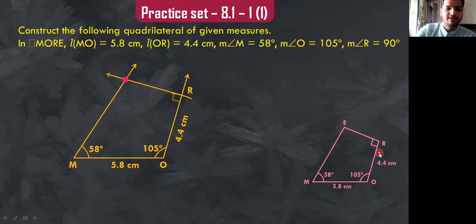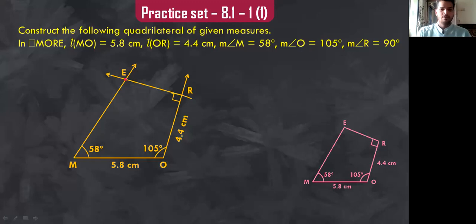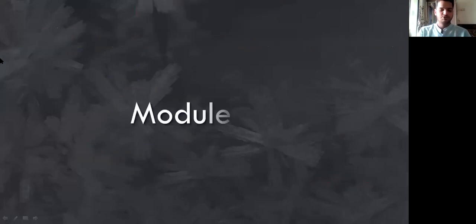Now remember, wherever the points are intersecting, there you will get your required point. Wherever the lines are intersecting, you will get your required point. Correct? So where are they intersecting? On this particular part. So that will be named as point E. So with this, we end with the construction of quadrilateral MORE. Clear, students? Fantastic.